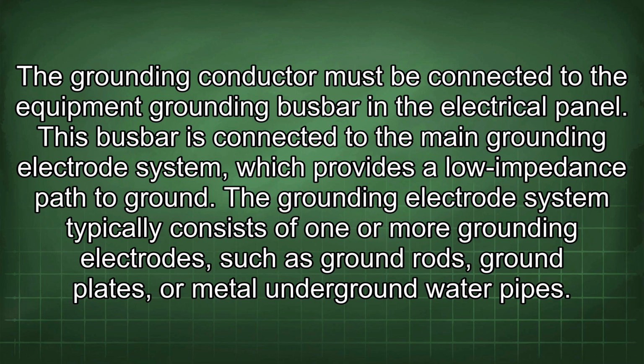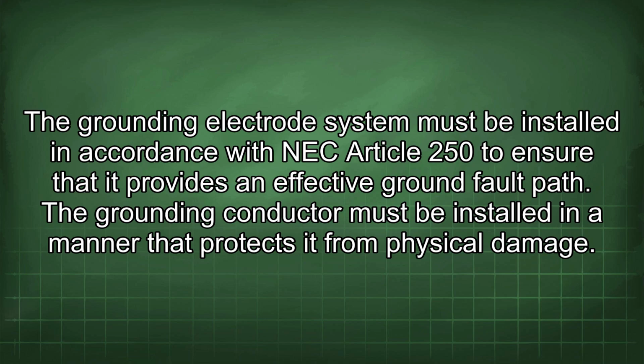The grounding electrode system typically consists of one or more grounding electrodes, such as ground rods, ground plates, or metal underground water pipes. The grounding electrode system must be installed in accordance with NEC Article 250 to ensure that it provides an effective ground fault path.